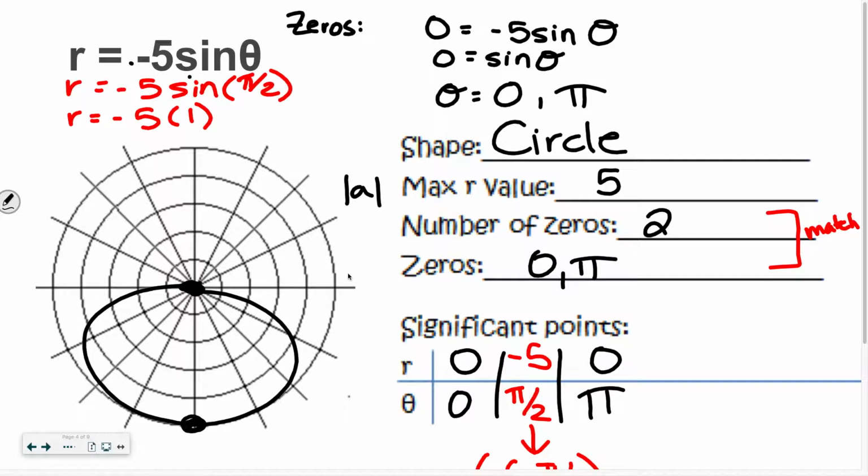Okay, any questions before we do the rose curve? Okay, rose curves it is. These are the 2 equations for a rose curve. As you are jotting them down, how will you be able to tell the difference in an equation if it's a rose curve or if it's a circle?